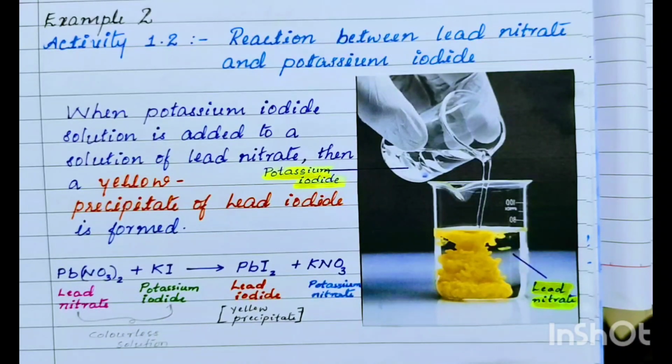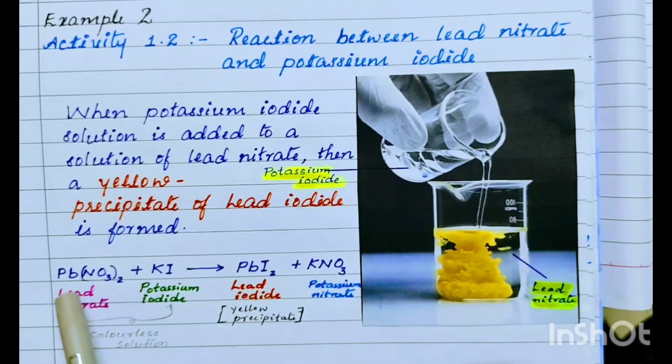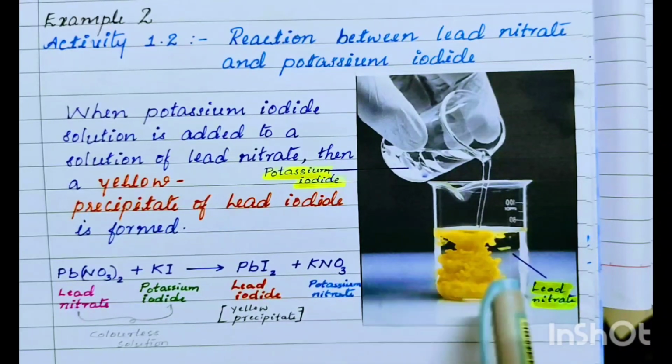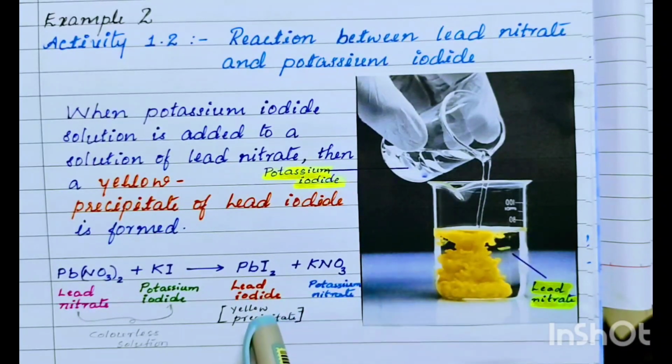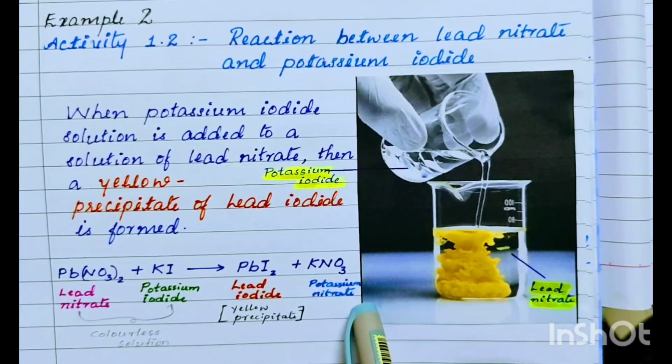Okay, that is formed. Now how to write this in a reaction? Pb is nothing but lead, and nitrate is a polyatomic ion. Pb(NO3)2. Why are we writing this 2 here? Because the valency of Pb is 2. Pb(NO3)2, lead nitrate, and potassium iodide, KI. When these two are reacted together, we are getting one yellow precipitate. See, this is the precipitate, yellow color, and that is lead iodide, PbI2, plus we'll get one more substance or product, that is potassium nitrate.